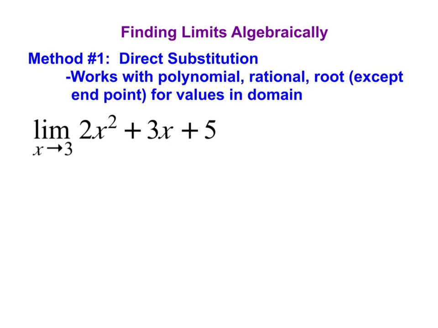Because remember, if we're looking at a root, at least for an even root, our graph might be looking something like this. If we're looking for the limit at that endpoint, there's a limit from the positive direction, but not a limit from the negative direction. Hence why the limit wouldn't exist at the endpoint. But every other point that's actually in the domain, you can do it.